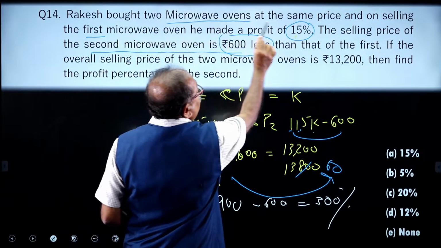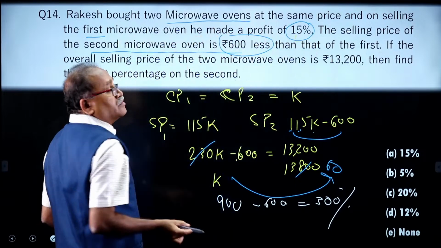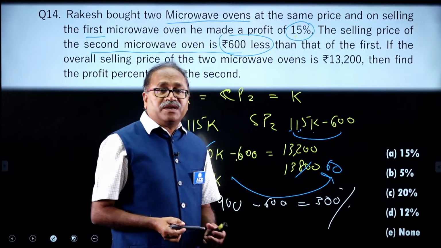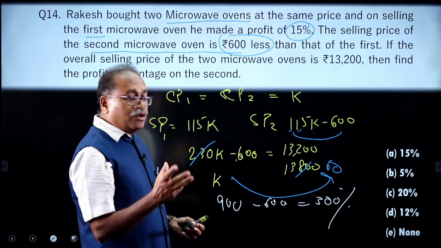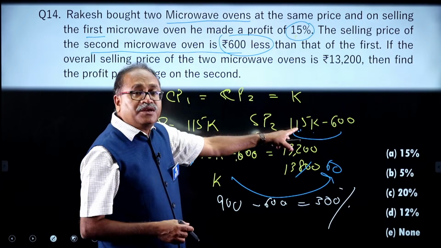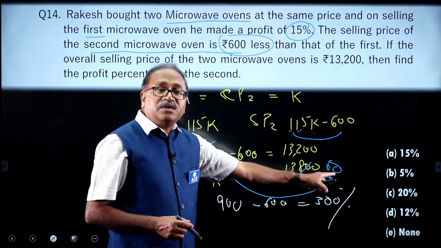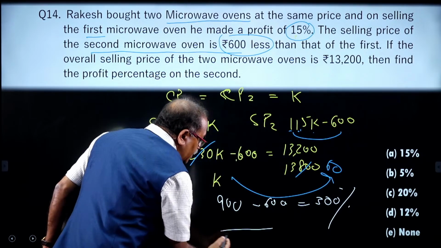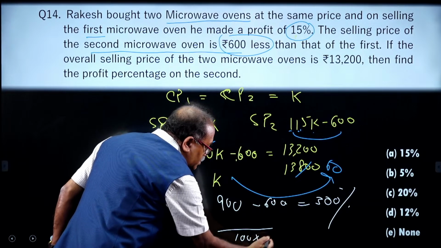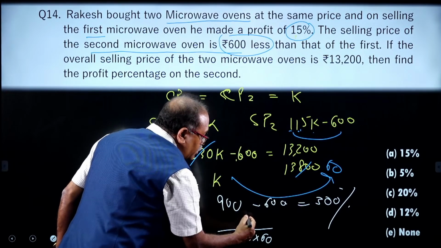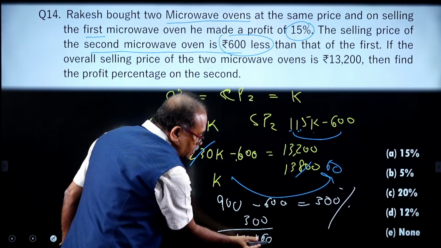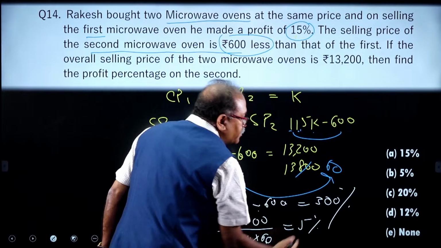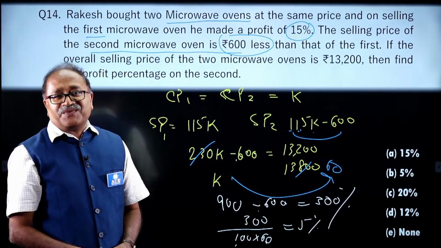And it is said that they got the same price. What is my cost price? I am getting the profit in the second case as 300 rupees. The cost price is 100k, where k is equal to 60. So my CP is 100 into 60, and my profit is 300. So this gets cancelled 5 times, 20 times, so 1 by 20 is equal to 5%. So overall I have a profit of 5%.